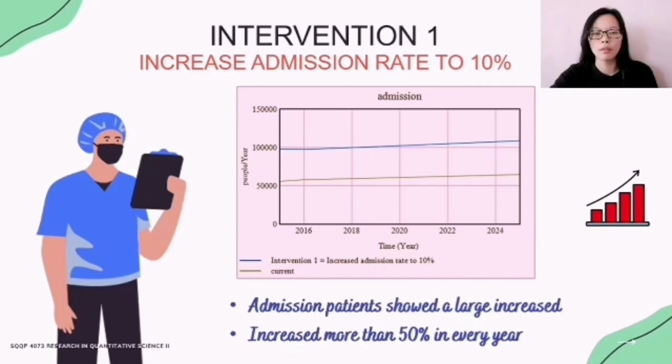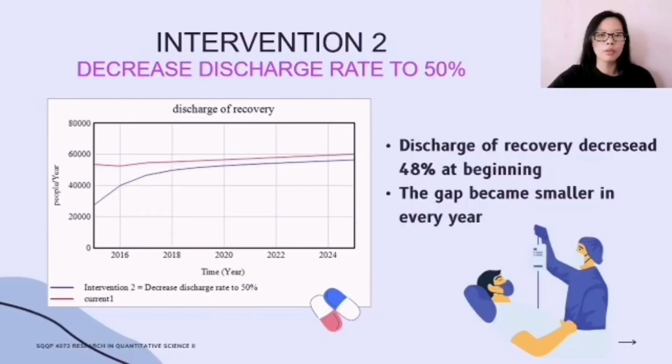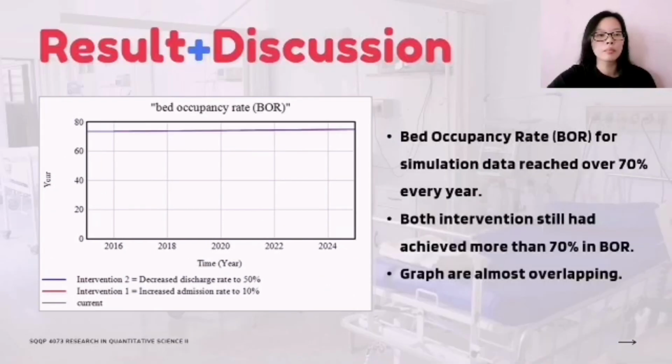For our first intervention, we increased the admission rate by 10%. From the graph, we can see that the admission of patients after intervention has a large increase compared to before, which increased more than 50% every year. For the second intervention, we decreased the discharge rate by 50%. From the result, we can see that the discharge of recovery after intervention decreased to 48% in the beginning, which is the year 2015. But the gap between the simulation result and the intervention result became smaller and smaller every year.